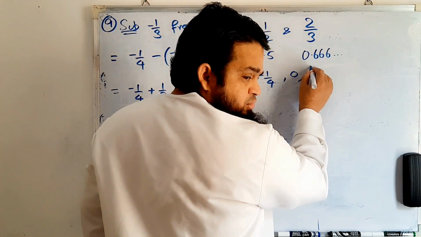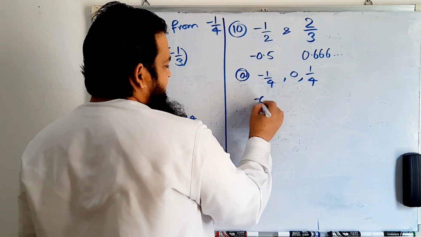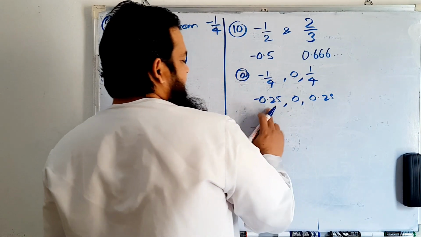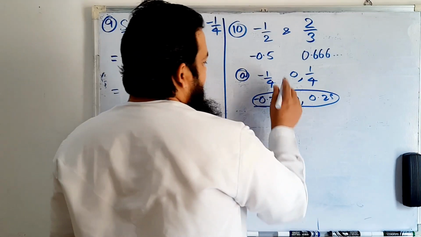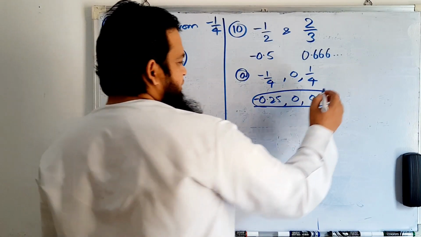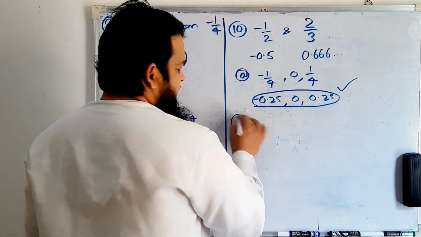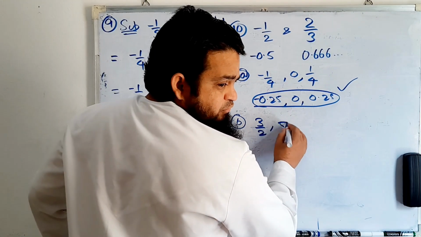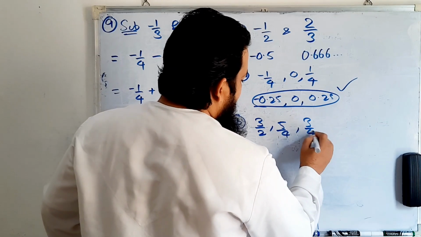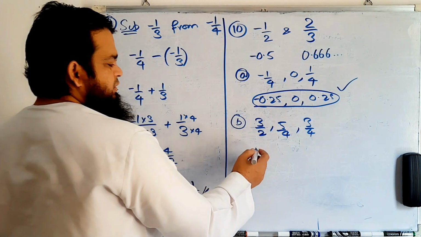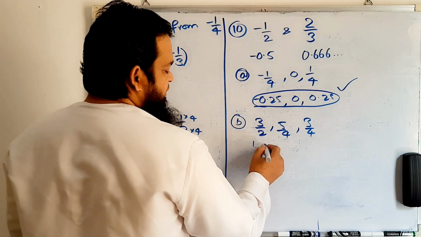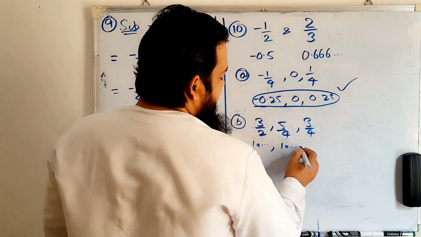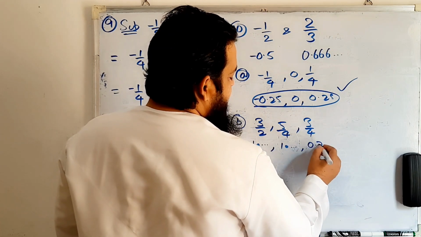Now the first option given is -1/4, 0, 1/4. Here -1/4 is -0.25, 0, and 0.25. I think these three numbers are in between, right? Yes, so this can be. Let us go for the next one. It is 3/2, 5/4 and 3/4. See, 3/2 is an improper fraction, it is 1 point something. And 5/4 is also 1 point something, and 3/4 is 0.75.